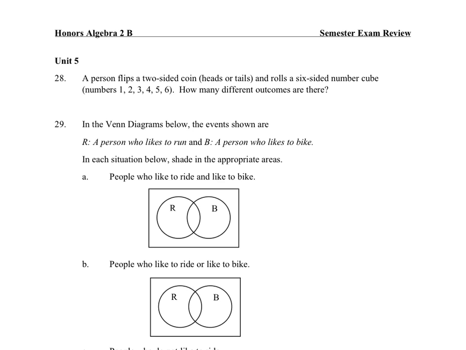So Unit 5 was probability. A person flips a two-sided coin and rolls a six-sided number cube. How many different outcomes? You could list them all, or we have 2 outcomes here and 6 outcomes here. That will make for a total of 12 outcomes.